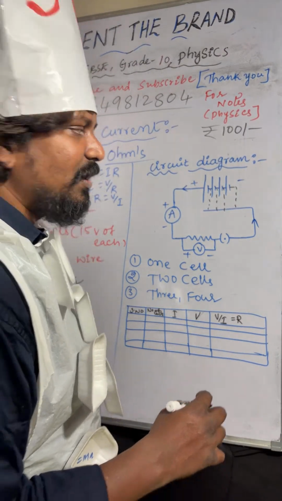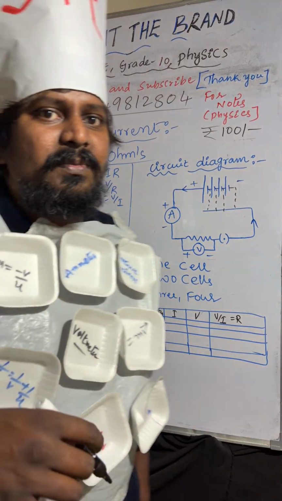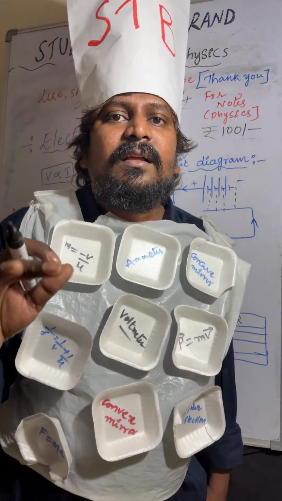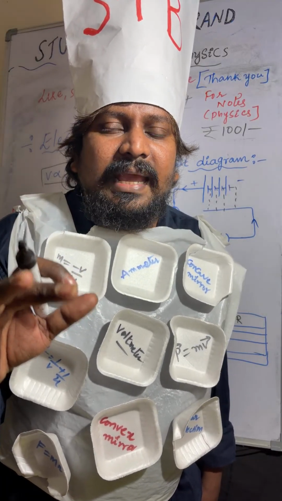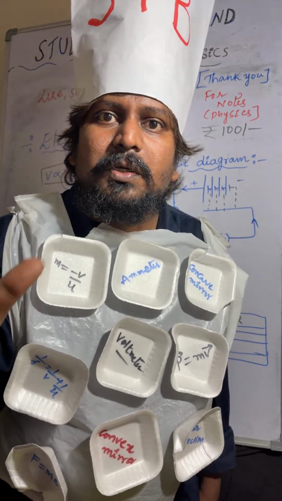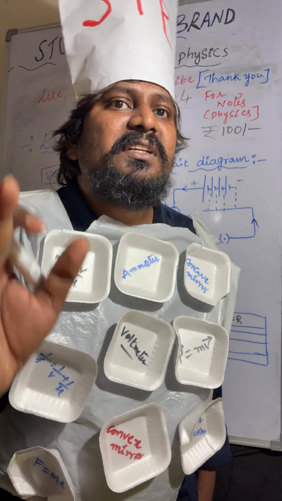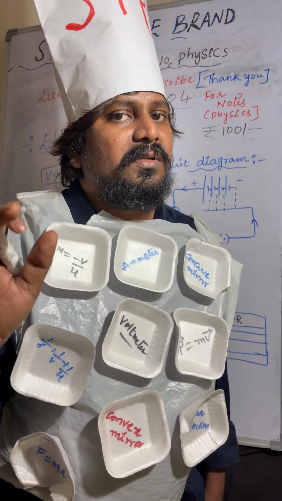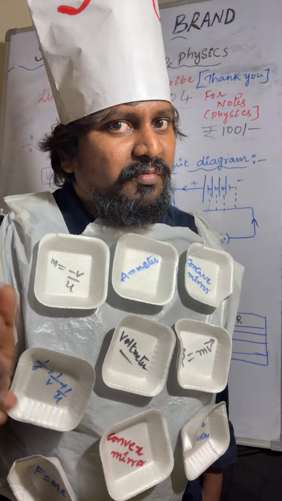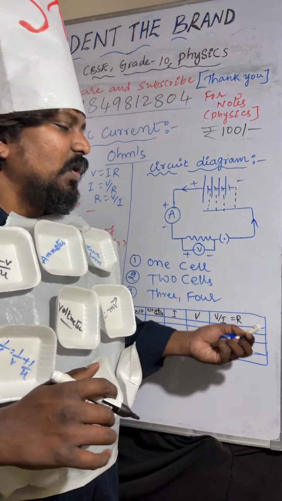V by I value: here you can observe V is the potential difference across the ends of the given metallic conductor, which is directly proportional to the current flowing through it at constant temperature and physical conditions also the same. So that is called Ohm's law. V equals IR, I equals V by R, R equals V by I. So see here, V by I equals R.